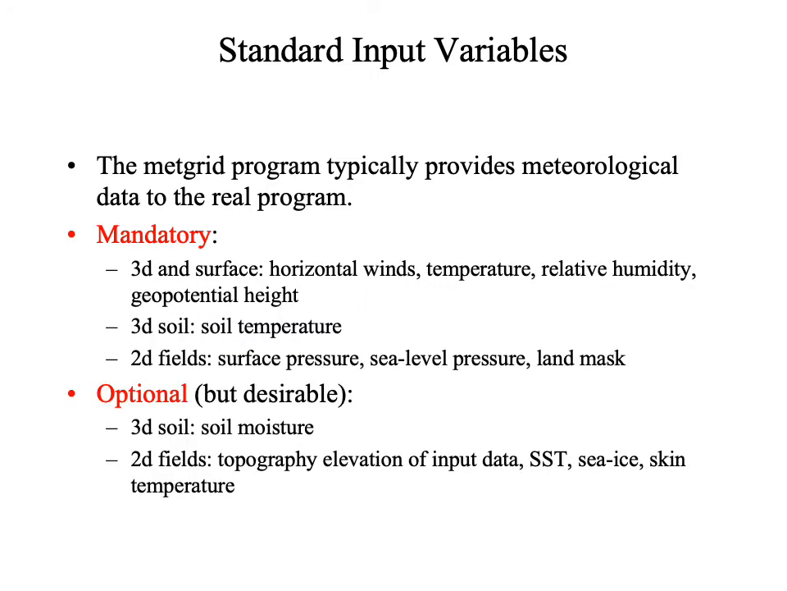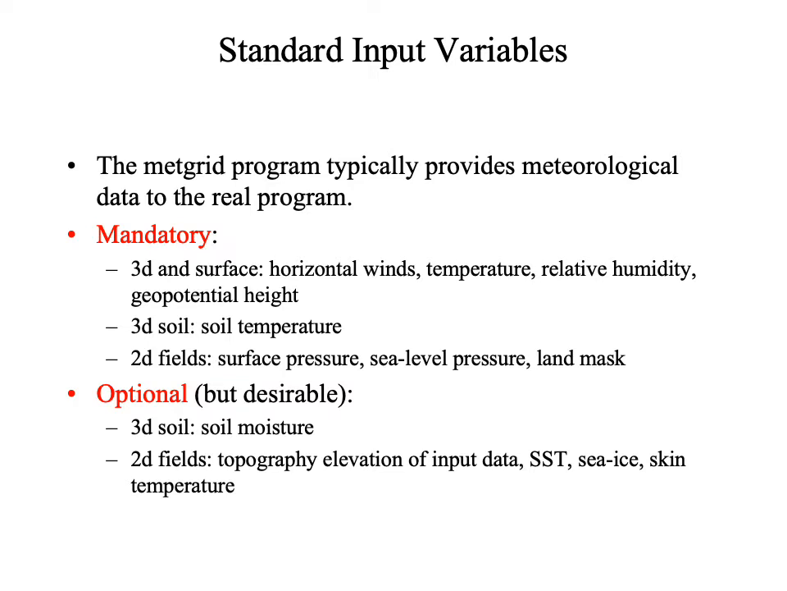The fields that go into the real program that come from WPS are broken into mandatory and optional fields. This data comes from either the GeoGrid program, such as static data, topography, land categories, etc., or it's meteorological information, and it came from the decoded GRIB data from ungrib.